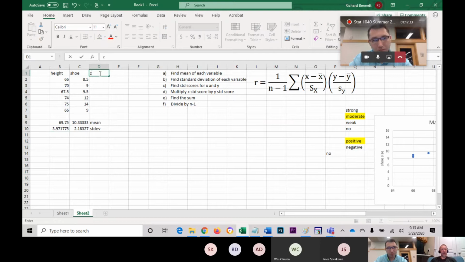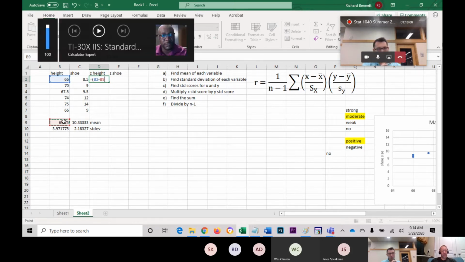So in this case, I need to find the Z-score for the height. I need to find the Z-score for the shoe size, okay? And now here's where it's important. When you're doing this, it's important that you use parentheses, okay? So I need to find the height Z-score. So I'm going to take the data, it's the mean, and I'm going to do a thing so that I can copy this formula here. Oops.